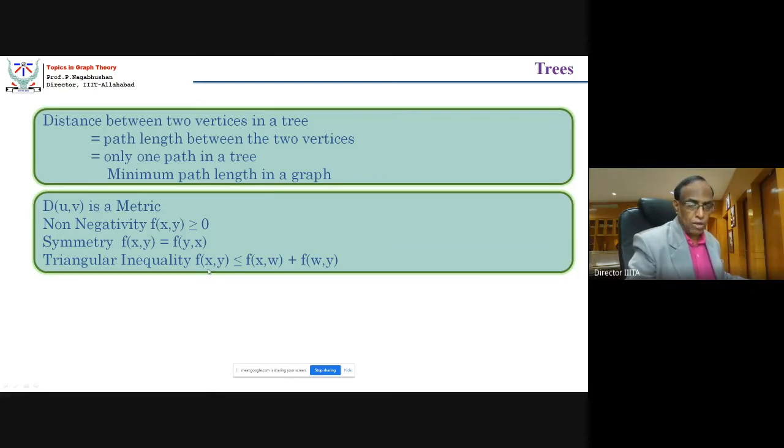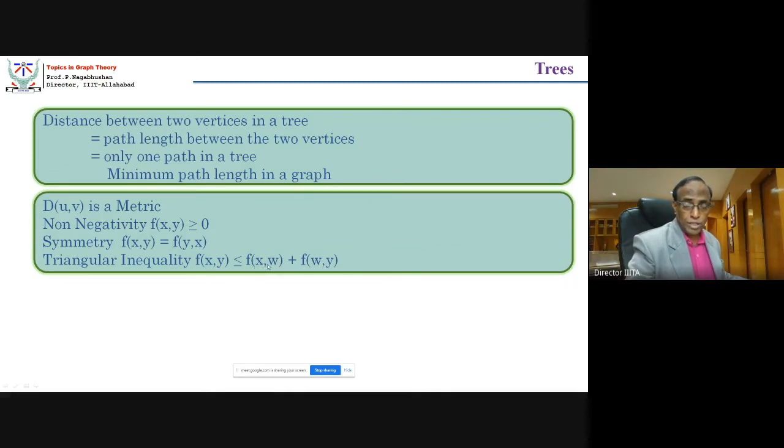The value of the function fxy is always less than or equal to the value of fxw, for some other vertex w, plus fwy. So this is the triangular inequality. It is a very simple and interesting philosophy. fxy is a direct communication between you and your friend, and the same communication may happen through some intermediate friend w. Then there may be noise added to that.